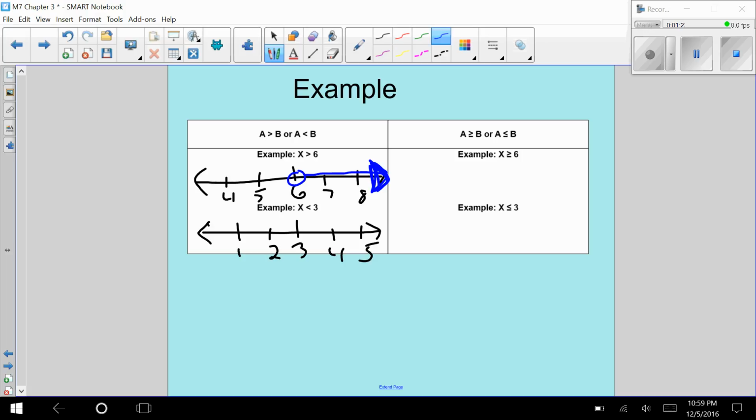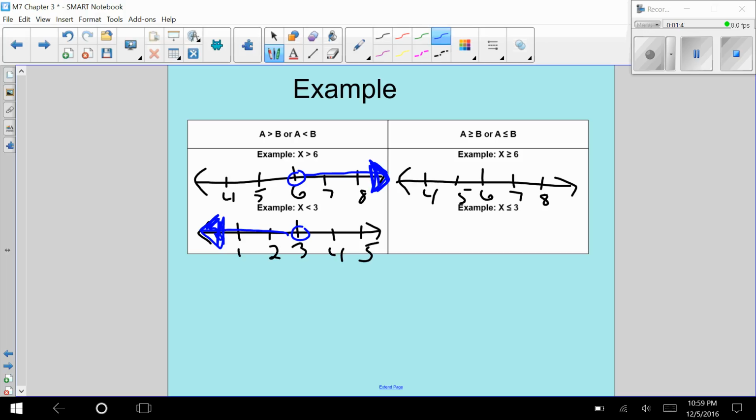Does 3 work? Is 3 less than 3? No, so it's a hollow circle. What number works? Is 2 less than 3 or is 4 less than 3? Well, we know 2 is, so I will shade the left side of my number line. For my third one, I have x is greater than or equal to 6. I'll start with 6 in the middle. Put 2 numbers on each side.